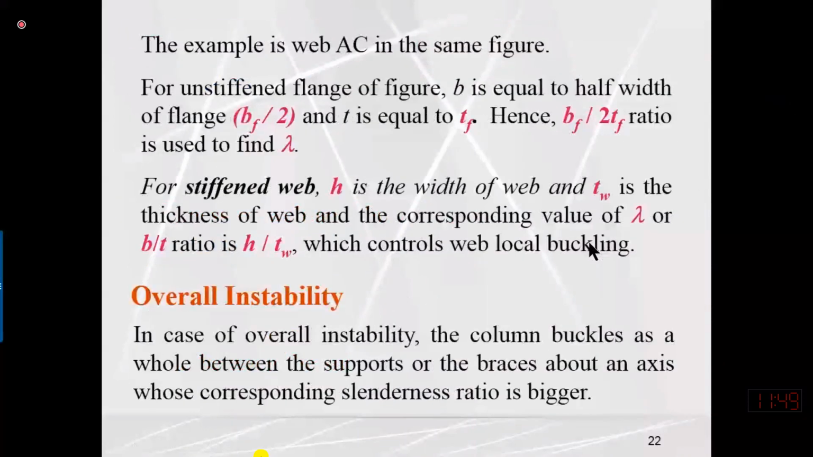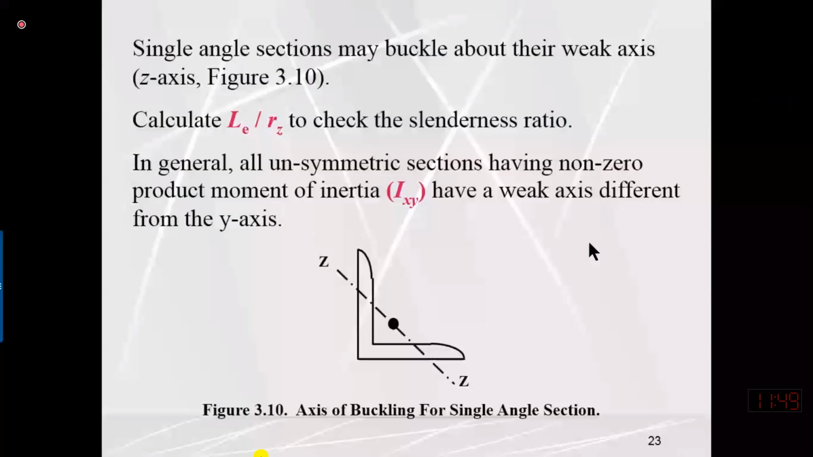So overall stability is this overall slenderness ratio. So overall slenderness ratio will compute length of column divided by r minimum. So in case of W section and channel section, r minimum is always ry.